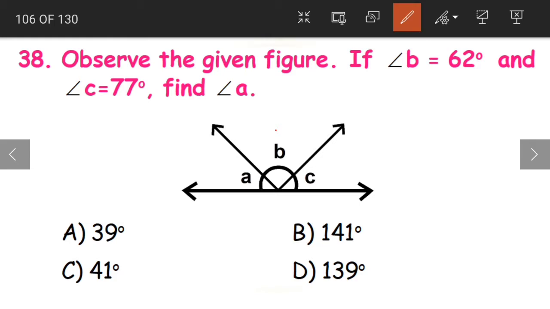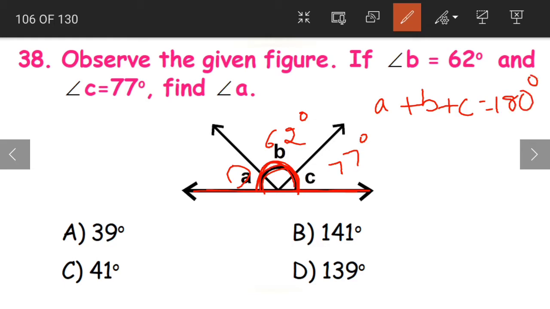Question 38. Observe the given figure. If angle B is equal to 62 degrees, if angle C is equal to 77 degrees, then find angle A. First, look at the complete angle when we add all these angles together. That is angle A plus angle B plus angle C. What is it equal to? What angle is this, children? When we add these three together, it is a straight angle. And what is the measure of a straight angle? How much is it equal to? It is equal to 180 degrees. So angle A plus angle B plus angle C is equal to 180 degrees.